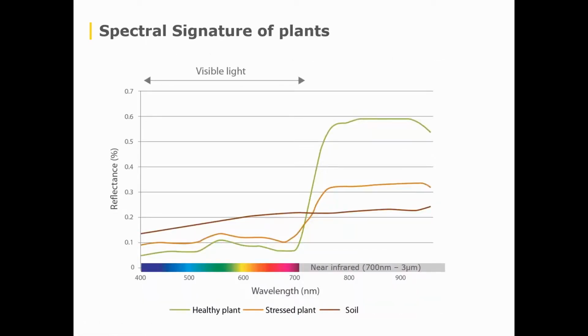But what interests us is actually the spectral signature of plants. You see here we have again the electromagnetic spectrum and the reflectance intensity on the left-hand side, and these are the spectral signatures of a healthy plant in green and a stressed plant in orange. Brown is soil, just to have a reference. You see there is a clear difference between the soil signature and the plant signatures.